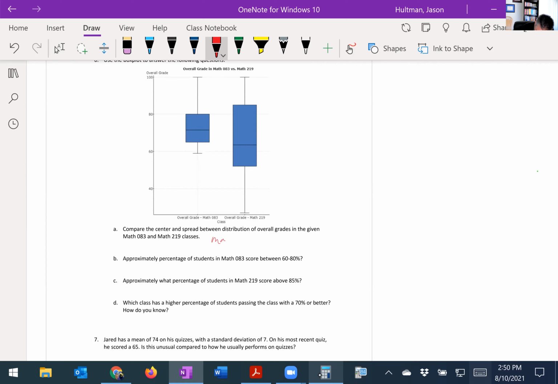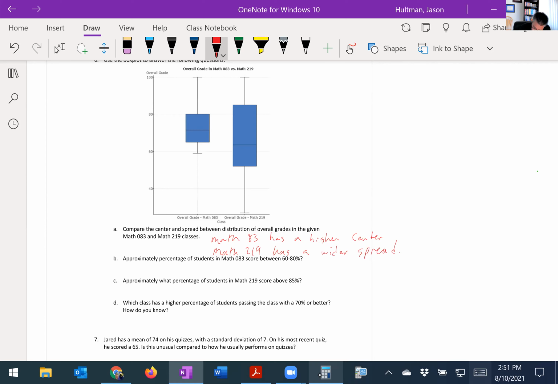So Math 83 has a higher center. But the Math 219 has a wider spread of values. We can see that the IQR is wider and the range is wider as well. There are no outliers here. Wider spread.